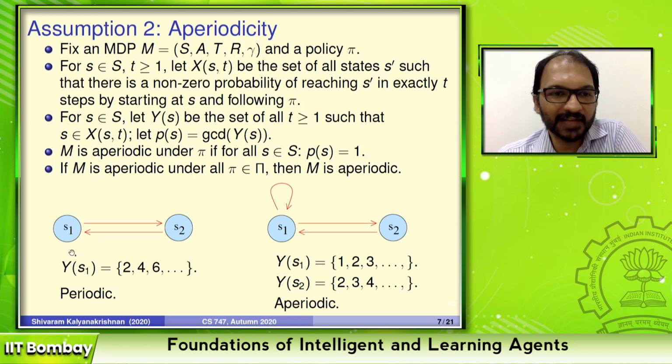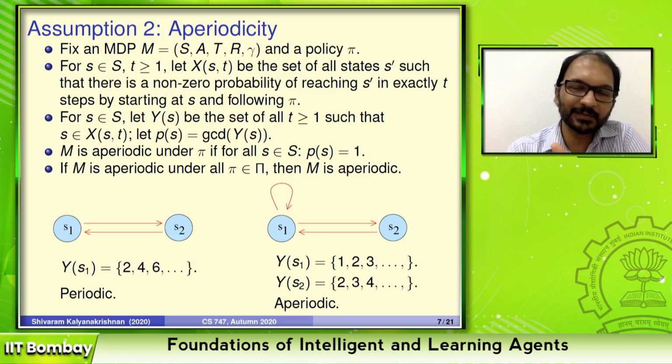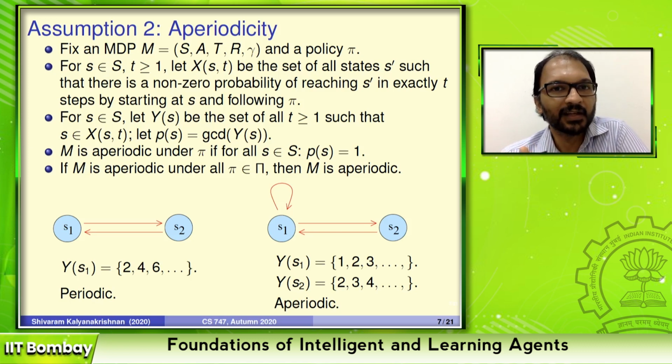Let's just do this with this example. Suppose the state we are considering is s1. So what is capital X of s1 and 1 time step? It is s2. At 2 time steps, it is s1. At 3 time steps, it's s2. At 4 time steps, it is s1, etc. So what are all the t's for which X of s and t contains s itself? In this case, it's going to be 2, 4, 6, etc. So Y is that set of all t's.